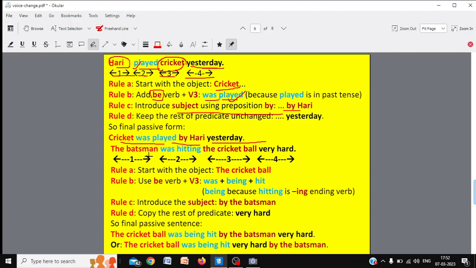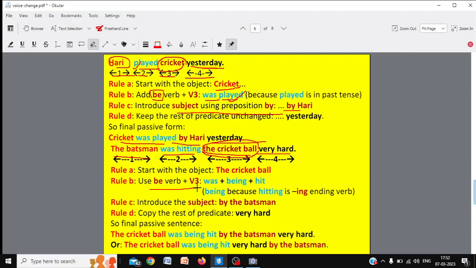The batsman was hitting the cricket ball very hard. The batsman, part 1, subject; was hitting, the verb phrase; the cricket ball, the object; and very hard, the rest of the predicate. Start with the object, that means start with the cricket ball. So we start with the cricket ball.